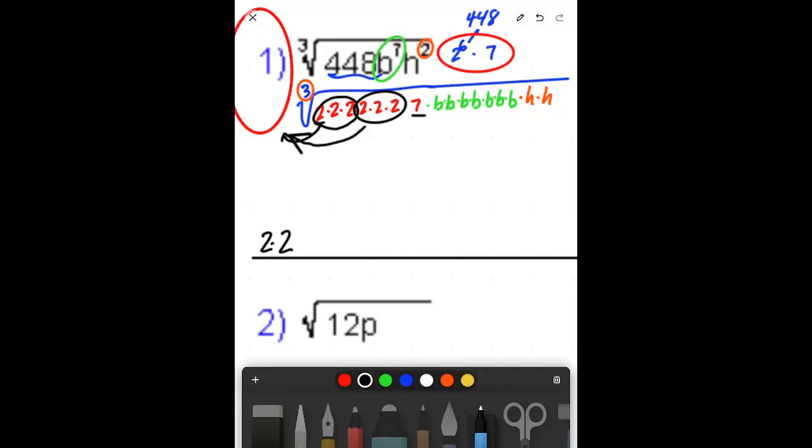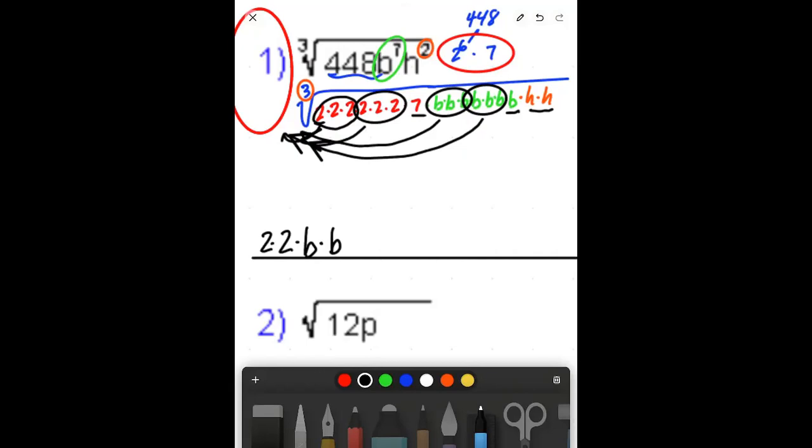And now go over to the b's. I have 3 of a kind right here, 3 b's, so I can pull that out. And so that's going to be times b. Here's another 3 of a kind. So I'm going to take those, pull them out. That's going to be another b that I multiply. And I can't do anything else with this b and this h. These 2 h's are not enough for 3 of a kind, so I leave them inside the radical.